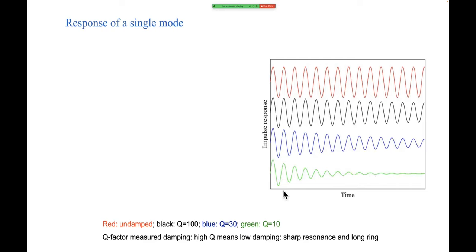So the green one, the Q of 10, gets down to this small value in the range that we've plotted. But the blue one and the black one take too long. They would get there eventually. The blue one would need 30 cycles to get to the same amplitude. The black one would need 100 cycles to get to the same amplitude, so out to the right-hand side of the plot. So that's the time response of these oscillators with various levels of damping.